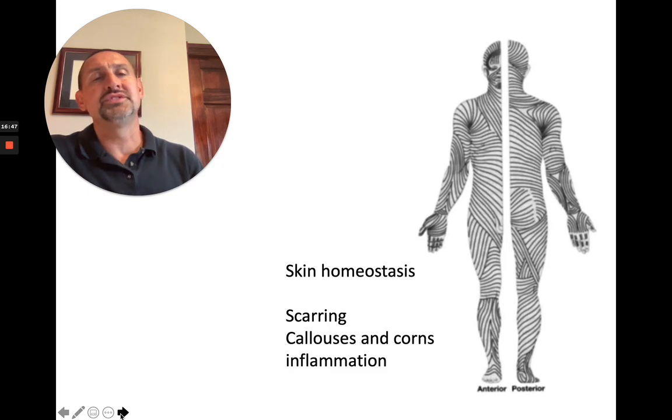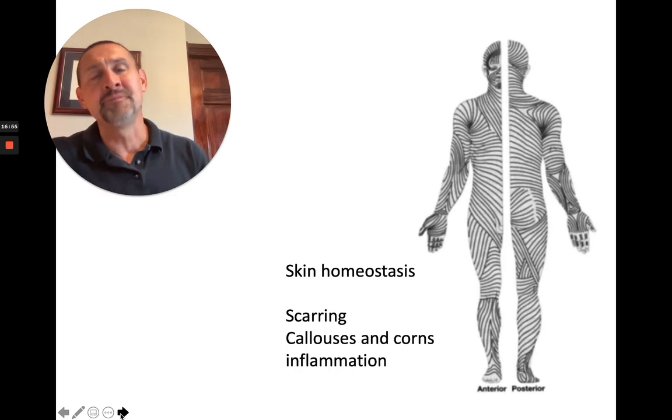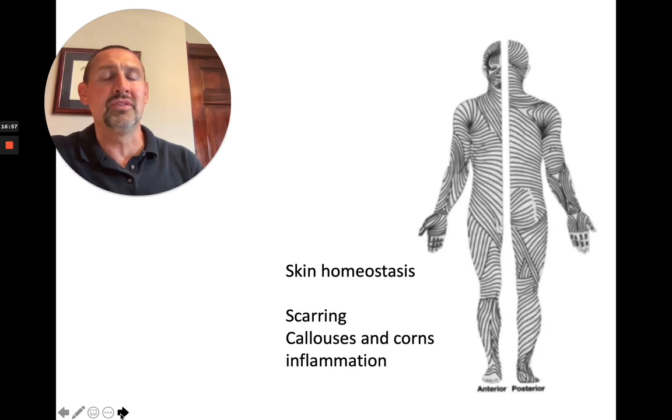Calluses and corns result from rubbing on the skin, which increases the production of skin cells, epidermis. So that epidermis begins to get thicker. As it gets thicker, those dead skin cells accumulate. We call those calluses, or if they're on joints, we typically call them corns.